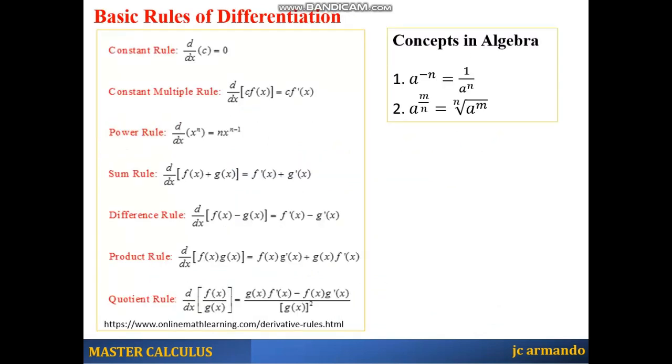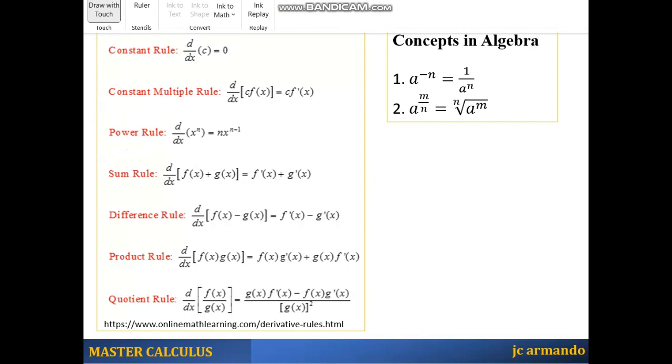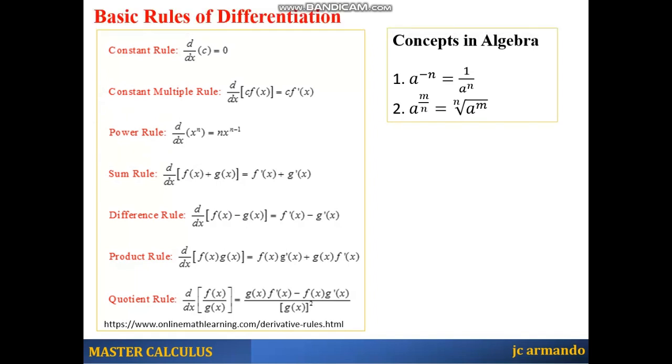Okay, we proceed to the next. We have the basic rules of differentiation. Recall that the derivative of a constant is always 0. Any constant, because the derivative of 5, that's 0. Derivative of pi, that's 0. Derivative of negative 1 half, that is 0.